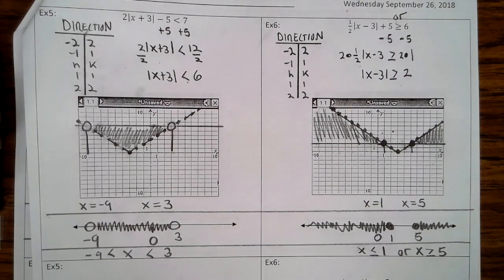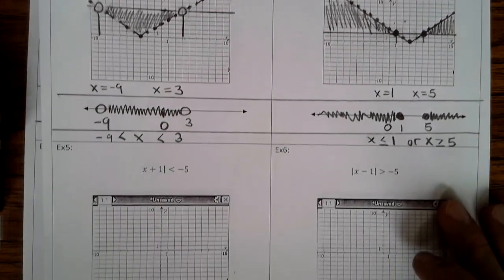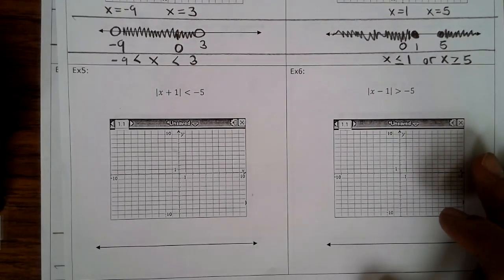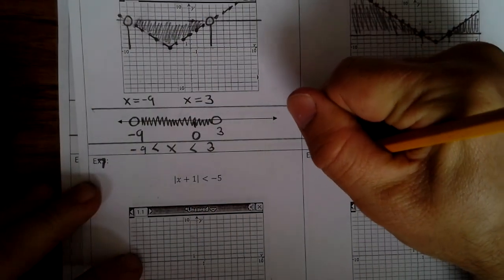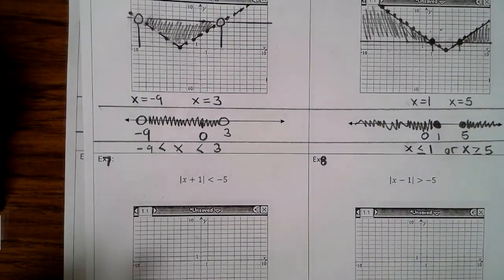All right, so finish up example 5 and 6. All right, now let's take a look at example, I'm sorry. Okay, that should be a 7 and that should be an 8. There we go. So example 7 and 8.